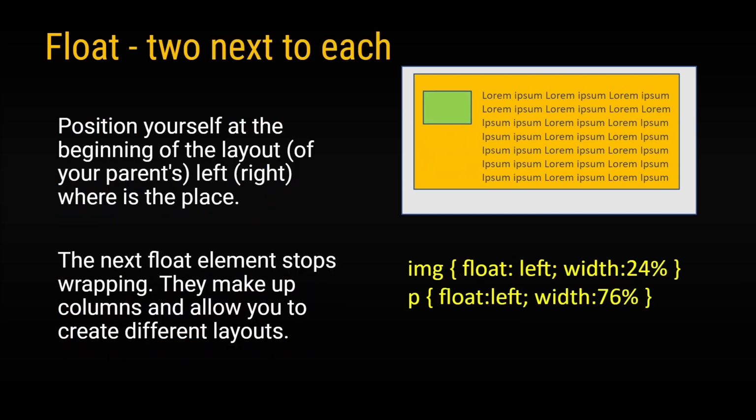We can also create columns on our website using the float property. Thanks to this, we can arrange two block elements next to each other. In the previous example, only our image had the float left property. If we also give this property to our p tag and set the width of the elements so that they fit into the width of their parent, which may be the width of the entire website, we will get the following effect. Both elements will be lined up next to each other in one line, creating two columns.